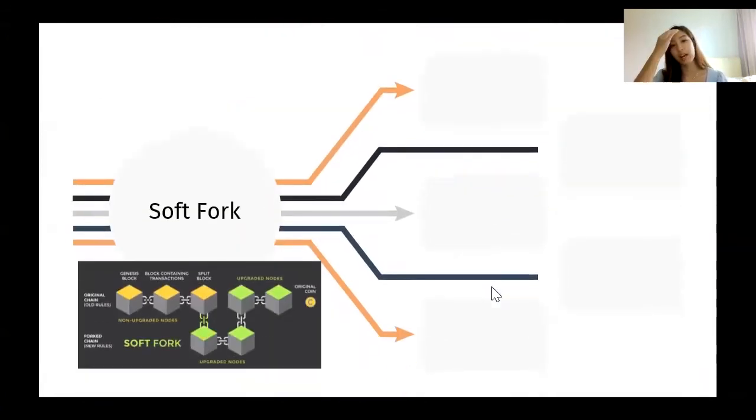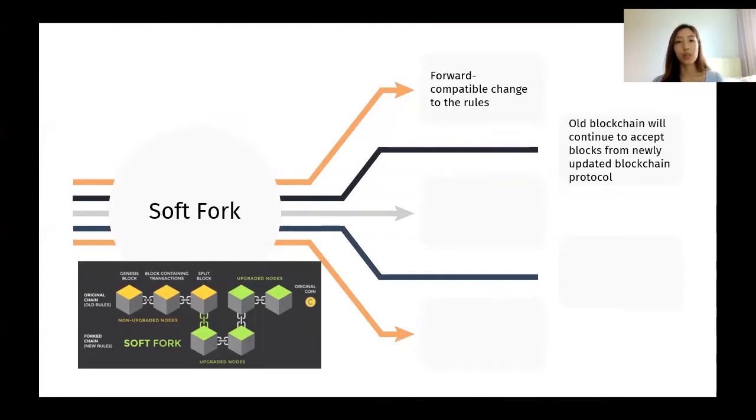And then moving on, we have the soft fork, which is a forward compatible change to the rules, where the old blockchain will continue to accept blocks from the newly updated blockchain protocol, even though there's a change in the rules because of the new software. So all mining nodes meant to work in accordance with the new rules will then have to upgrade their software.